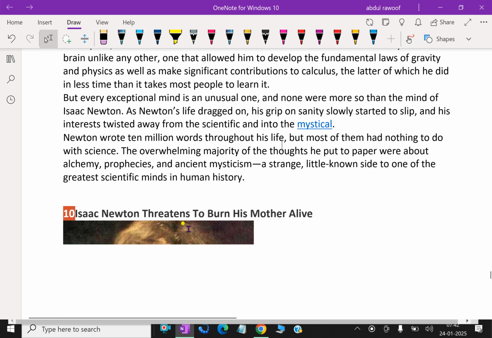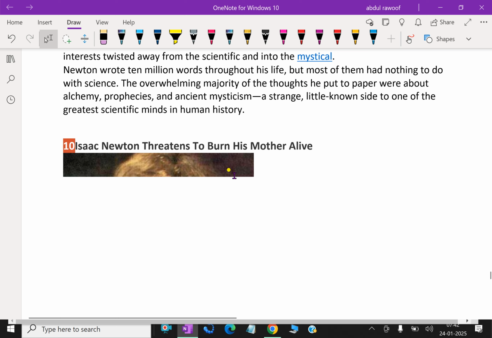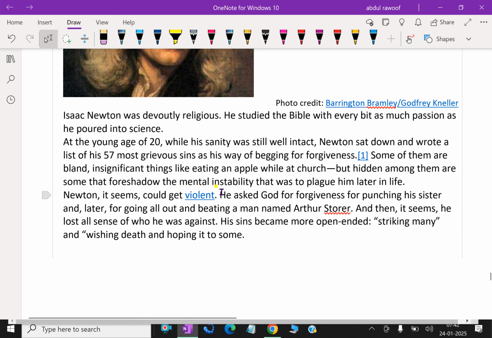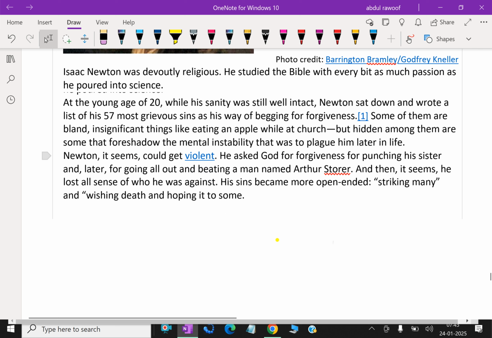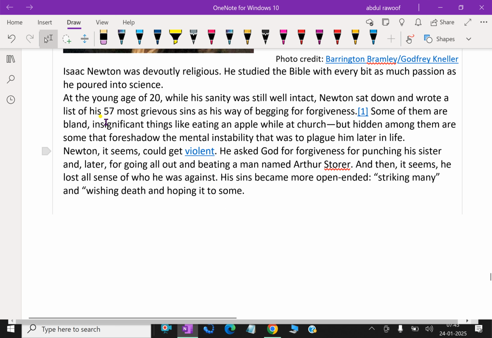Sir Isaac Newton threatened to burn his mother alive, so much was he affected in his early life. Isaac Newton was devotedly religious. He studied the Bible with every bit as much passion as he poured into science. At the young age of 20, while his sanity was still well intact, Newton sat down and wrote a list of 57 grievous sins as his way of begging for forgiveness. Some of them are bland, insignificant things like eating an apple while at church, but hidden among them are some that foreshadow the mental instability that would plague him later in life.